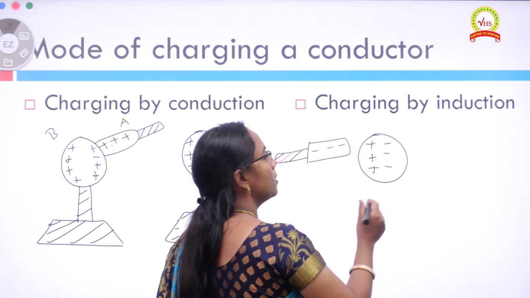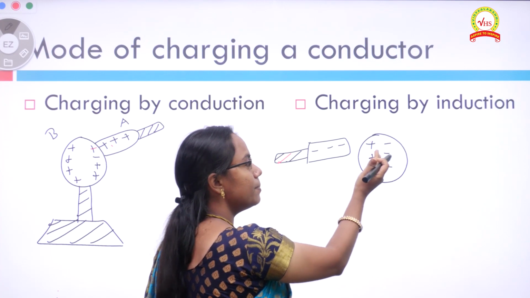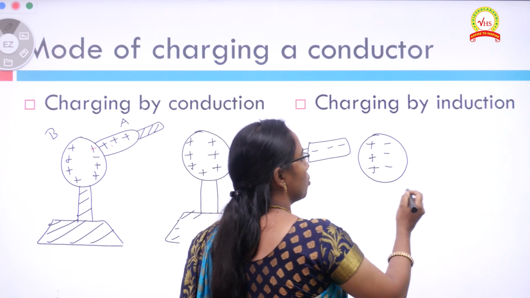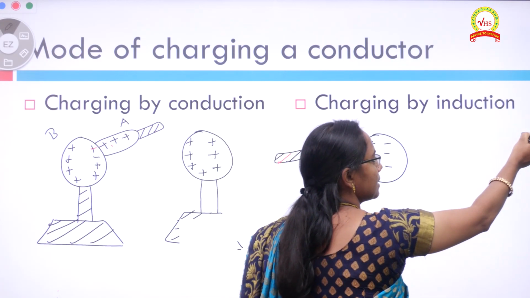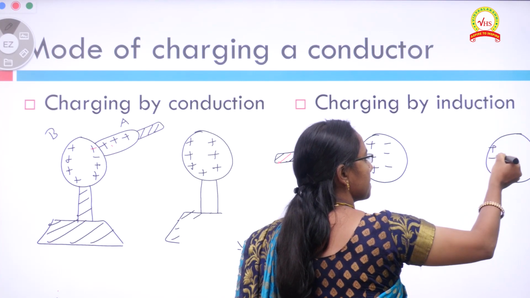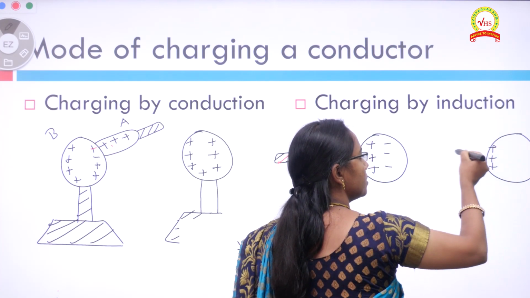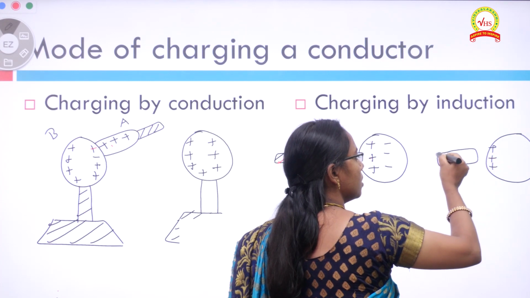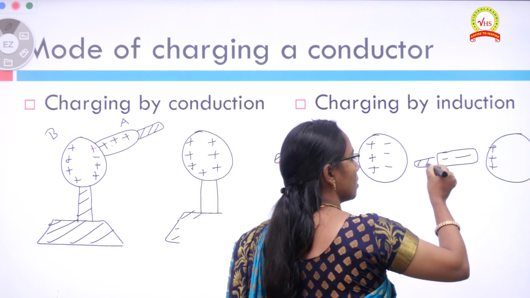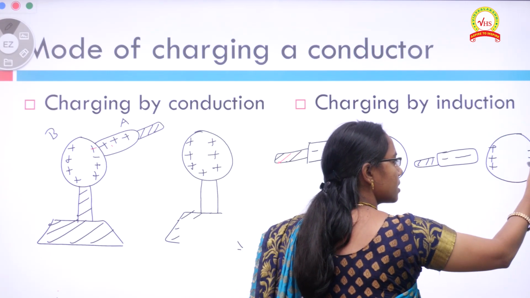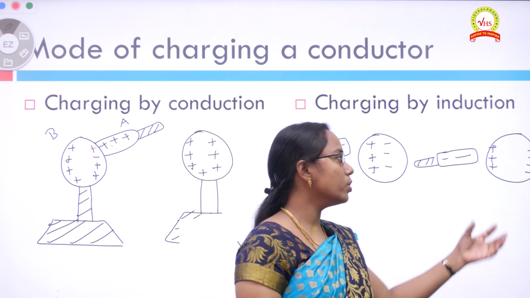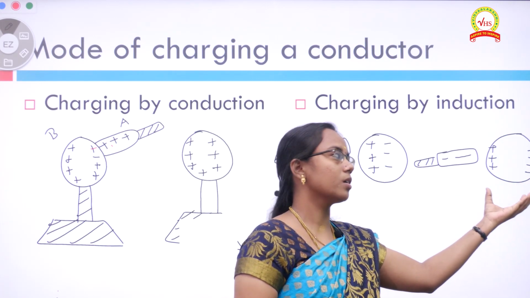So what happens here? All the positive charges will be moved to one side and all the negative charges will be moved to the other side. So we will be getting something like this. All the positive charges are moved towards one side and all the negative charges are repelled away to the other side. Then what we are going to do? We are going to earth this neutral object.